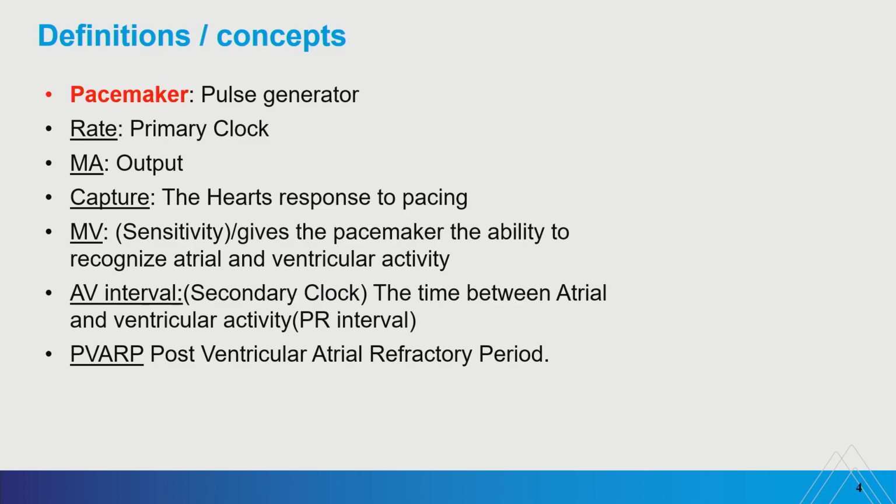Then we have capture. Capture is the response to the pacemaker's attempt to pace. So every time there's an atrial spike, it should be followed by a P wave. Every time there's a ventricular spike, it should be followed by a QRS. If it's not, it's failing to capture, and amongst other things, one of them would be to increase your milliamps or the power. The more power you give it does not make the patient's heart beat stronger. It either beats or it doesn't beat.